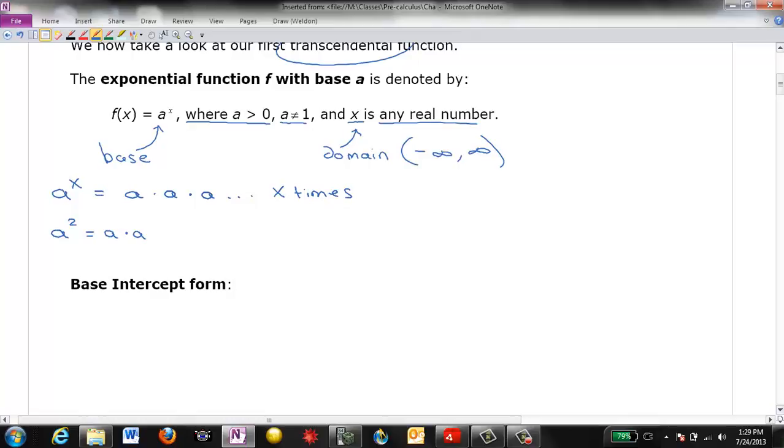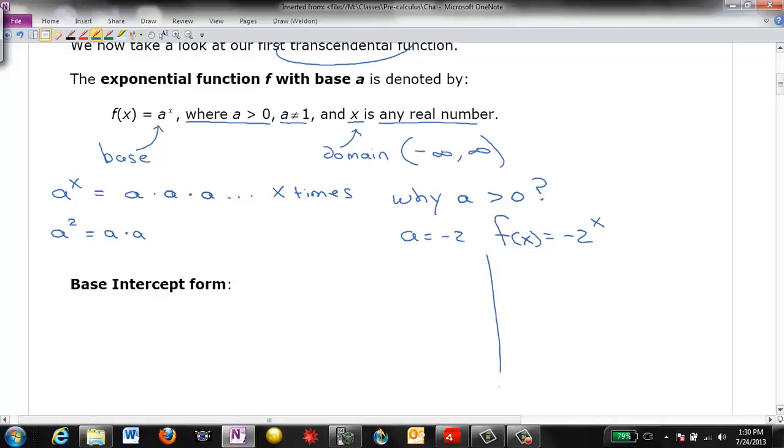Right? So let's go to that first part where it says a must be greater than 0. So why must a be greater than 0? Let's assume for a minute that a is not greater than 0. Let's take a look at what happens when we do that. Let's say a is equal to negative 2. So we have a function f of x equals negative 2 raised to the x power.